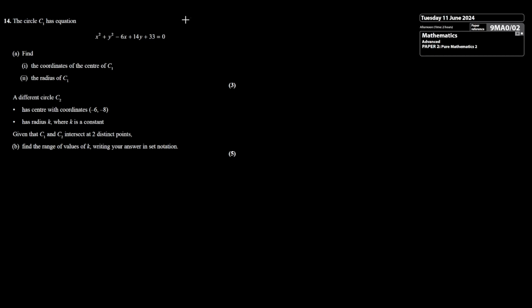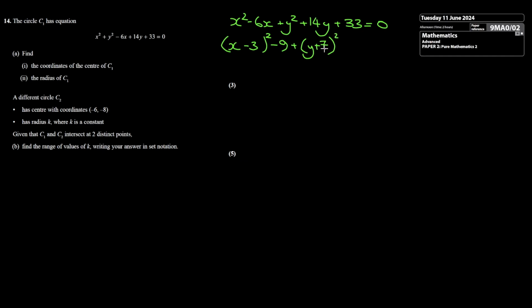So rearranging, I get, okay, so my x bracket will be x minus 3, halving the coefficient. And this will give us what we want, but it will give us a positive 9. So I need to take that 9 straight away. Now the y's. The y bracket will be y plus 7 squared. Again, this will give us exactly what we want, but it will give us a positive 49 too many. So I take away that as well. And then, of course, the plus 33, and that equals 0.